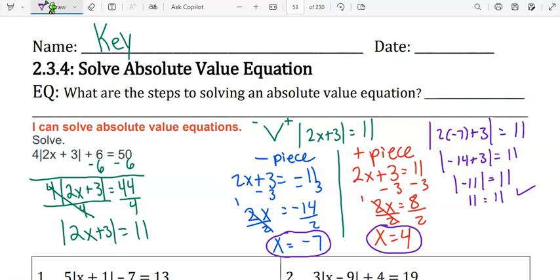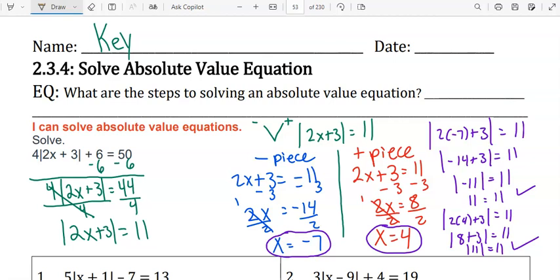And then we'll check the other one. 2 times 4 plus 3. So we have the absolute value of 8 plus 3. That also works. So they're both real solutions. You only have to do that if there is an x on the outside of the absolute value. If it equals a negative number, it's just no solution.